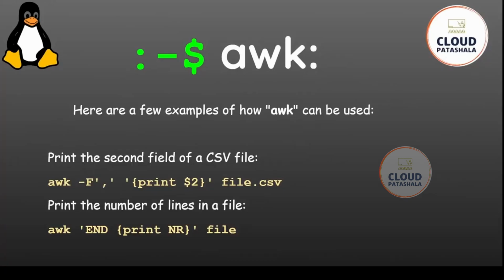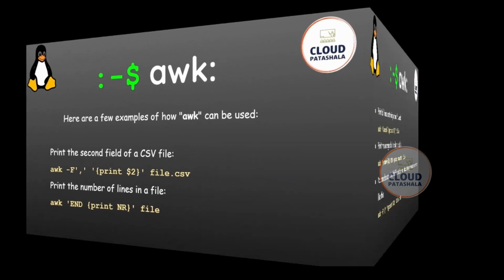If you want to print the second field of a CSV file, you could say awk -F. Because it's a CSV file, you could use the delimiter as comma, and then you could ask it to print $2, which is the second field of the file.csv. If you want to print the number of lines in a file, you could say awk, in single inverted commas, END {print NR}, and you would be able to get the number of lines in a file.